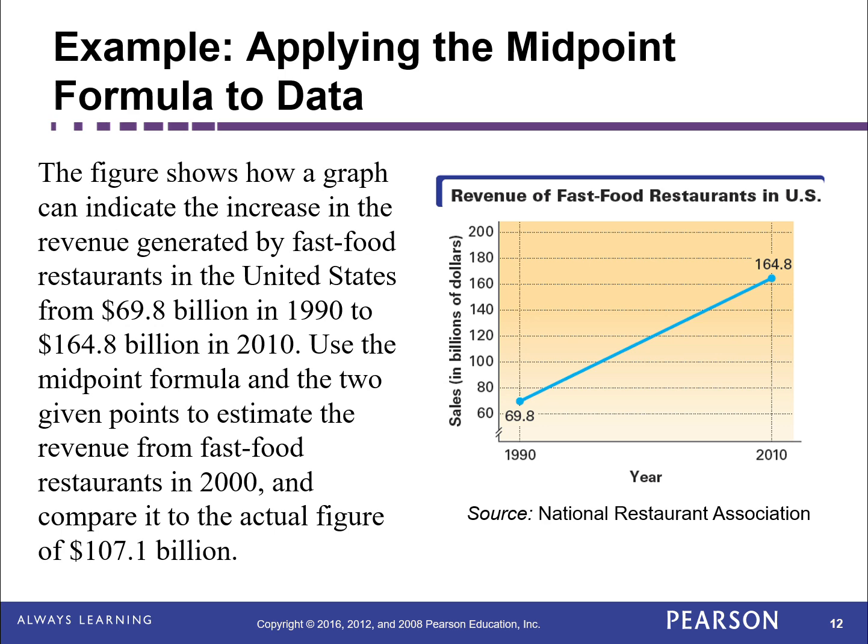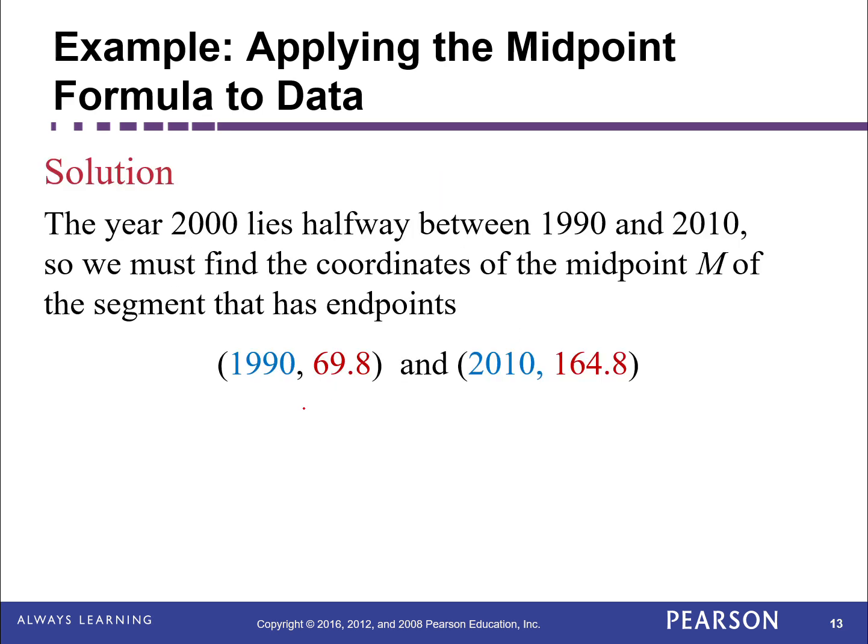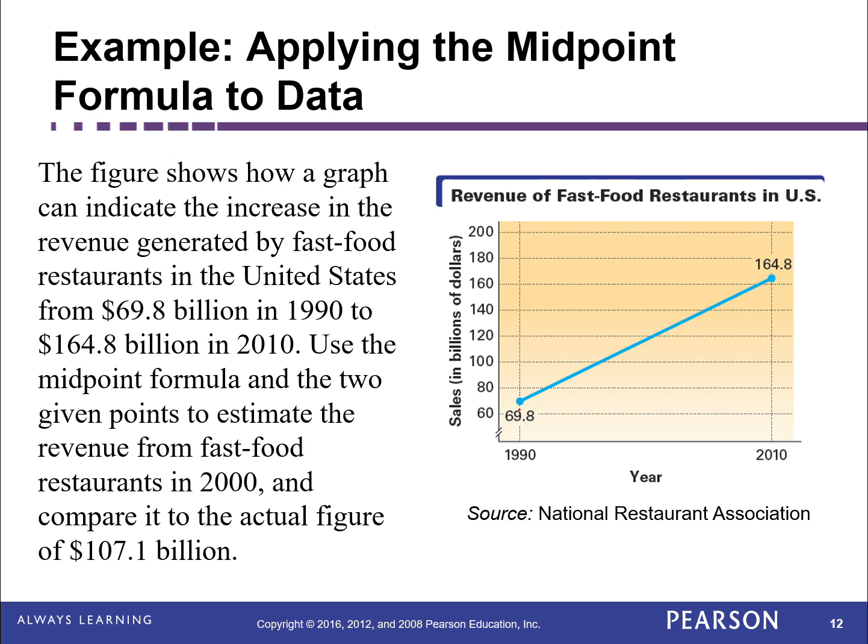Okay. Now, let's apply the midpoint formula to the data. The figure shows how a graph can indicate the increase in revenue generated by fast food restaurants in the United States from $69.8 billion in 1990 to $164.8 billion in 2010. Use the midpoint formula and the two given points to estimate the revenue from fast food restaurants in 2000 and compare it to the actual figure of $107.1 billion.